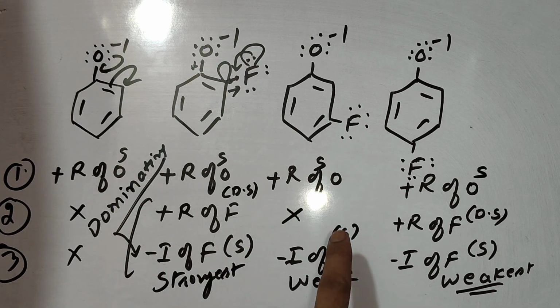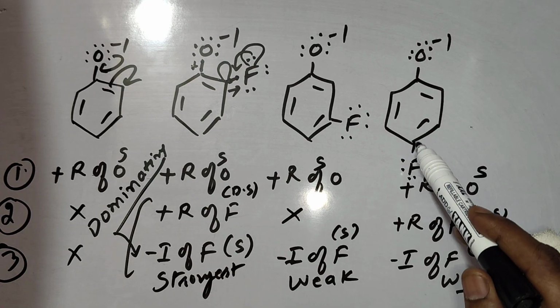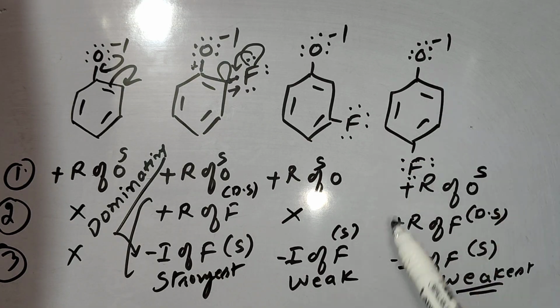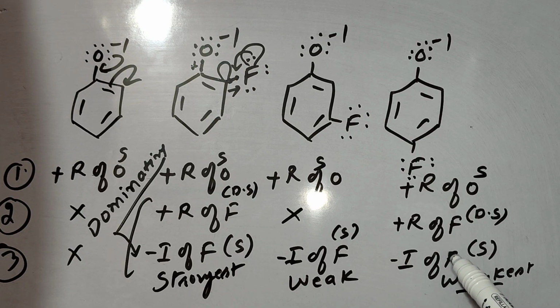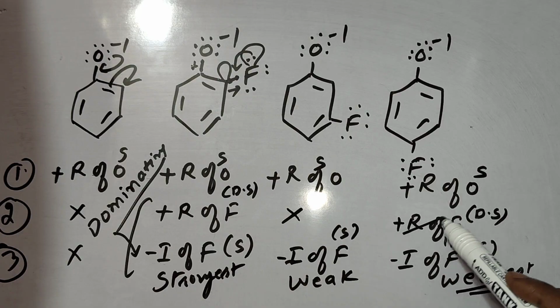Come here now. Here we need no comparison, very easy. Plus R effect is not there, so minus I effect is there. Come here. Now in this case, minus I effect is getting weaker because fluorine is now far away from the oxygen. So in this para case, plus R effect and minus I effect will almost equalize each other. They will be equal to each other. Or you can say they are cancelling each other.